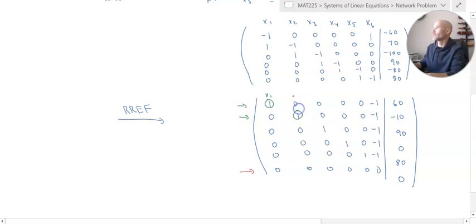x2, we see, has a pivot in the second row. x3 in the third row. x4 in the fourth row. x5 in the fifth row. And then the sixth row doesn't have a non-zero pivot, so that means that x6 is free.